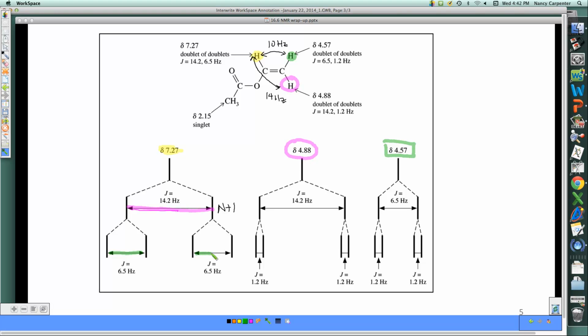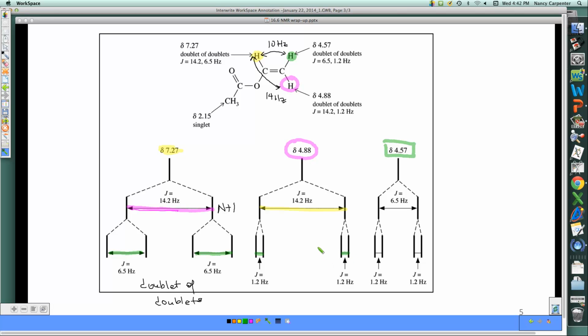This is the green coupling. So what do we have? We have a doublet of doublets. And we can do that for each signal. So our pink hydrogen is split by the yellow hydrogen, and of course it's the same exact coupling constant. But it's also split by the green one, and that's a really tiny coupling constant. You can look up all these coupling constants in the textbook or on one of the previous mini lectures.